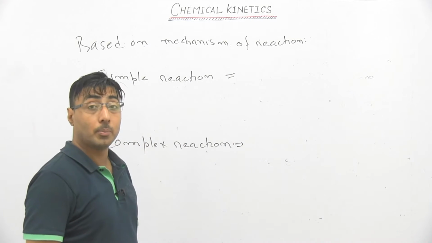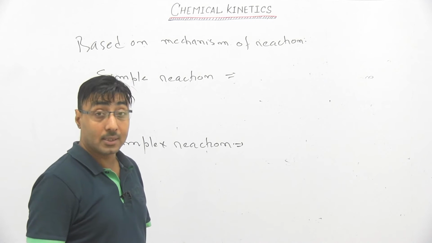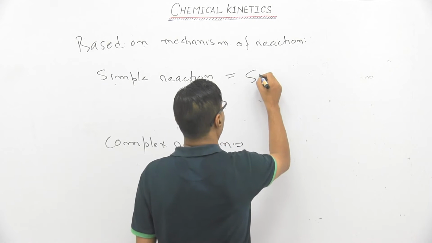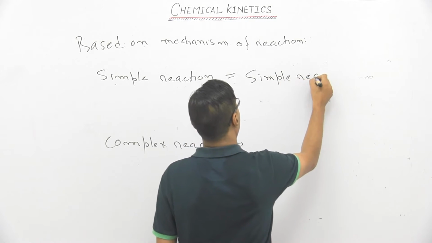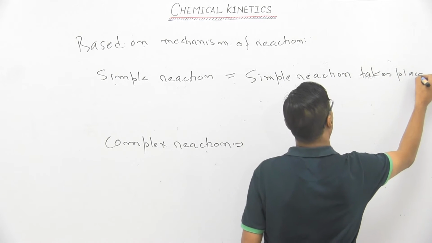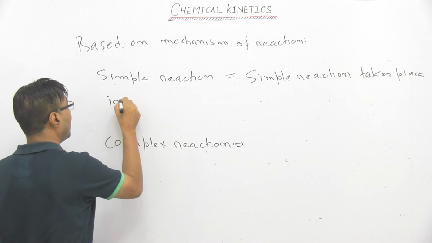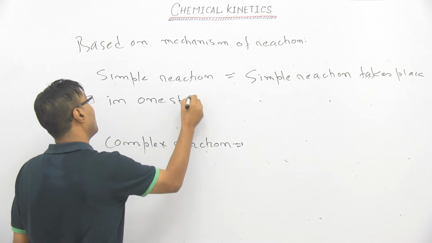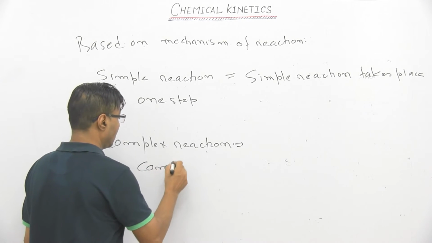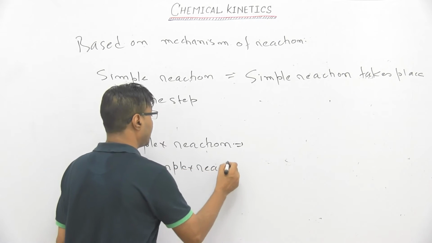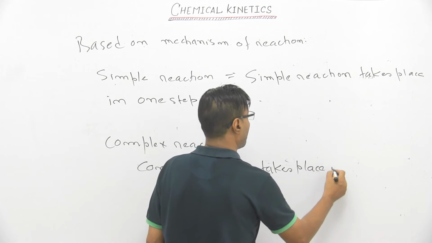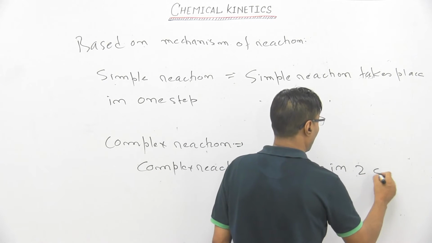Then what can be the simple reaction? How to know whether it's a simple reaction or complex reaction? The answer is, a simple reaction takes place in one step. A complex reaction takes place in two or more steps.